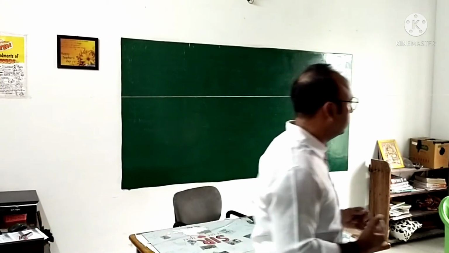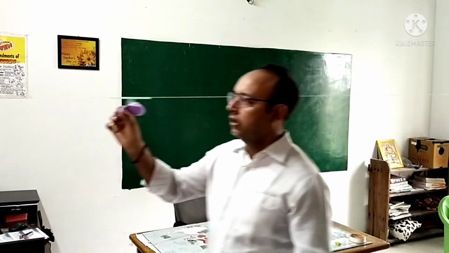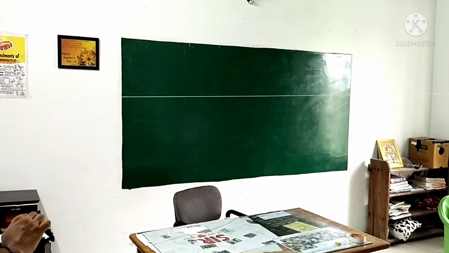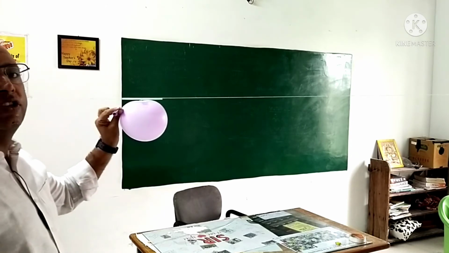In Newton's third law of motion, we know that to every action there is an equal and opposite reaction. Let's see how to do this. I am bringing this balloon back to its position again and filling the air again. So Newton's third law of motion: to every action there is an equal and opposite reaction.